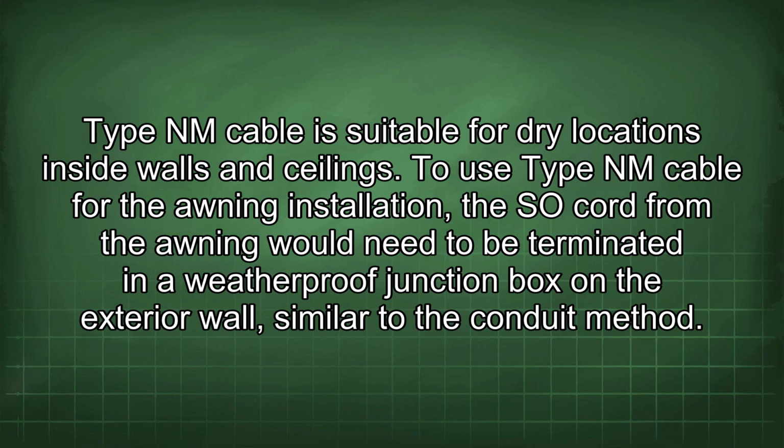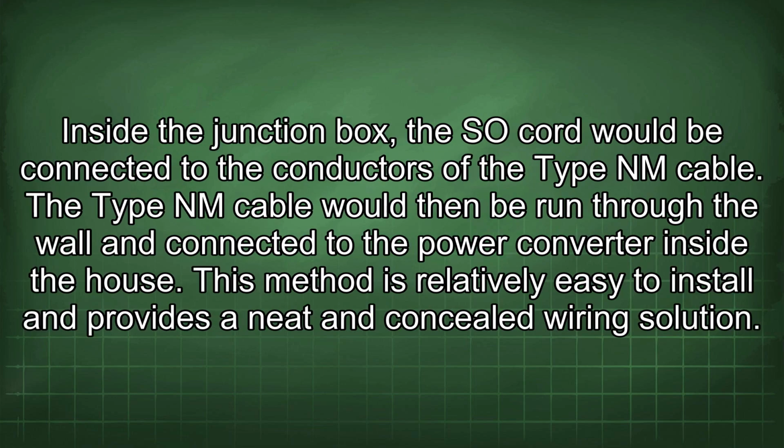To use Type NM cable for the awning installation, the SO cord from the awning would need to be terminated in a weatherproof junction box on the exterior wall, similar to the conduit method. Inside the junction box, the SO cord would be connected to the conductors of the Type NM cable. The Type NM cable would then be run through the wall and connected to the power converter inside the house. This method is relatively easy to install and provides a neat and concealed wiring solution.